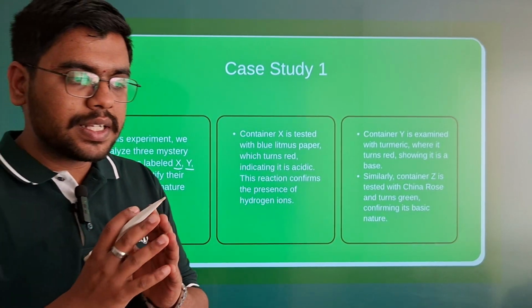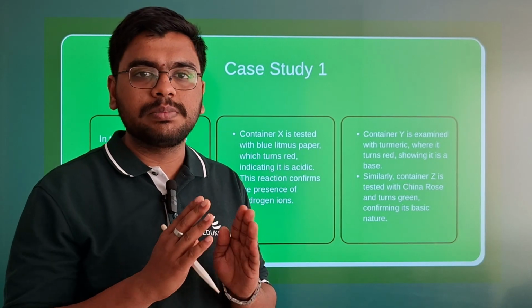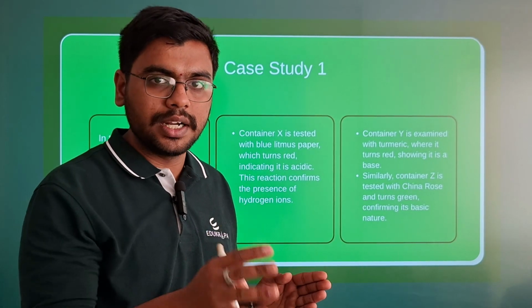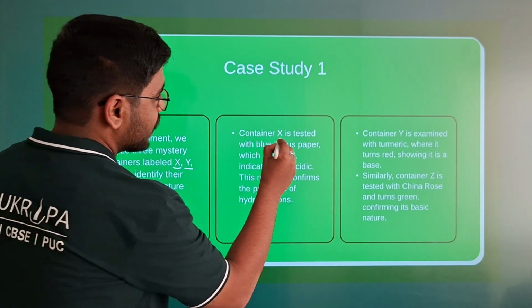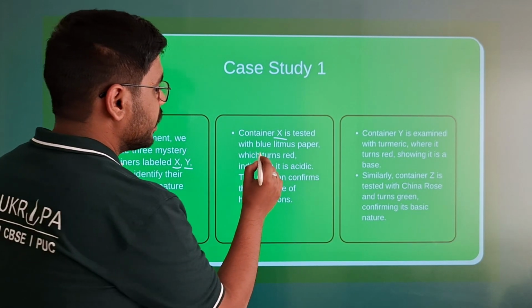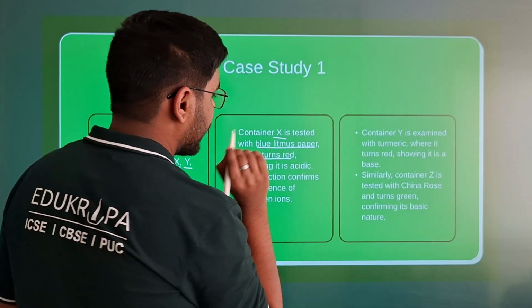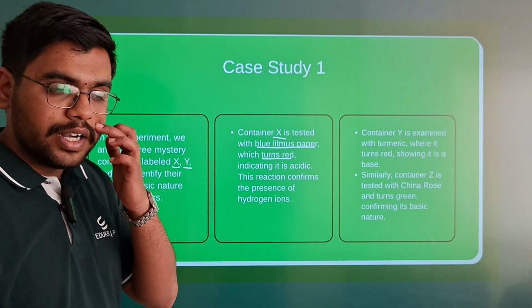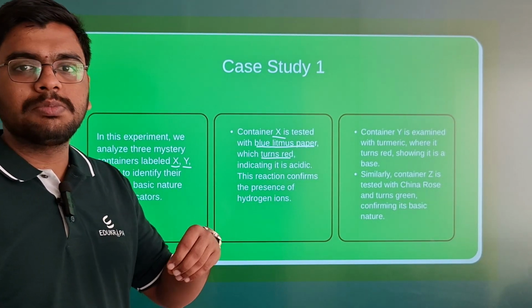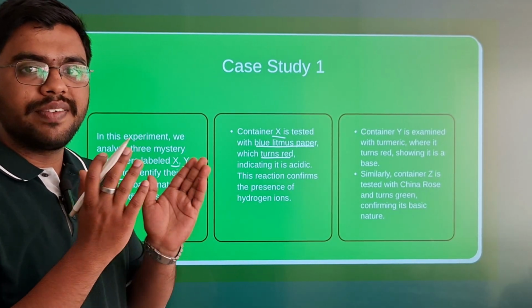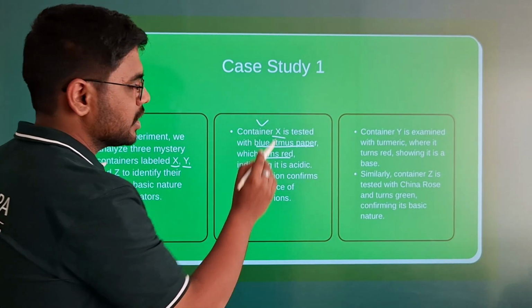First, the basic and foremost thing that we will do is a litmus paper test on each of these substances in these containers. When X is tested with the litmus paper, it turns blue litmus paper into red. What does it mean? We have learned in the previous video that whenever blue litmus paper turns red, it indicates the presence of an acidic substance. Okay, this one is done.